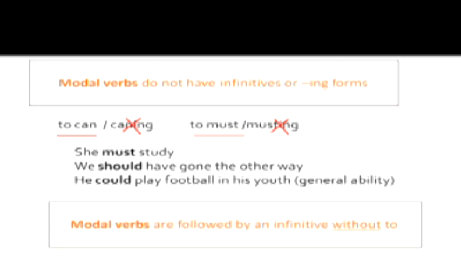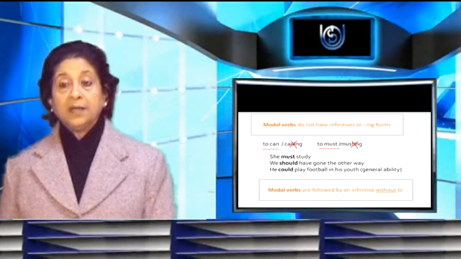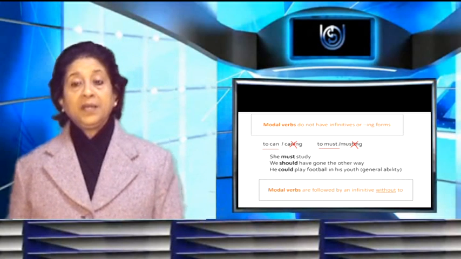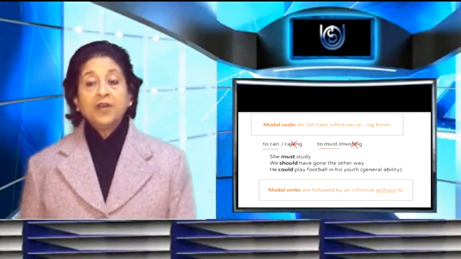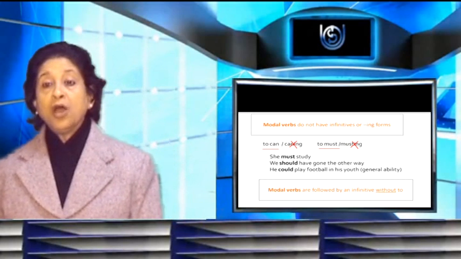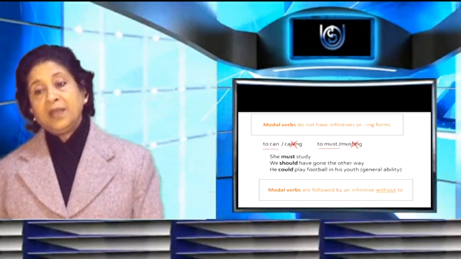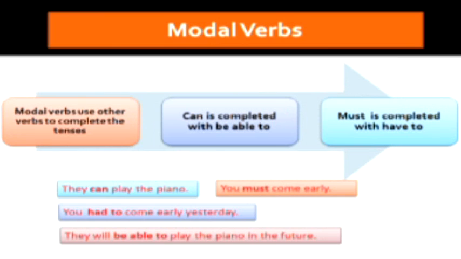Next, modal verbs do not have infinitives or ing forms. "I canning" is wrong. "It musting" is wrong. There is no infinitive or ing form with modals. These are the different conditions I am explaining to you. She must study. We should have gone the other way. He could play football in his youth. This is general ability. Now see, modal verbs are followed by an infinitive without to. To is not required. He could play football in his youth. To is not required here.